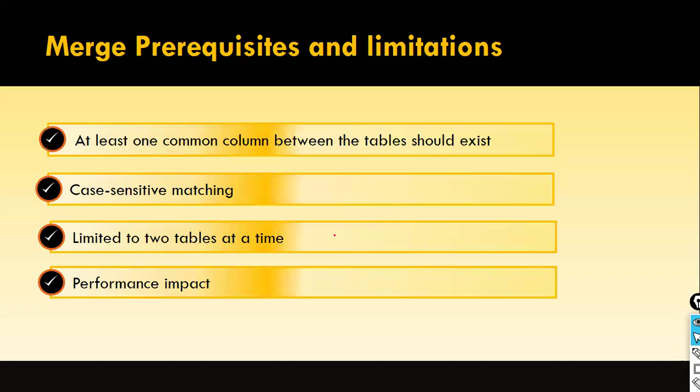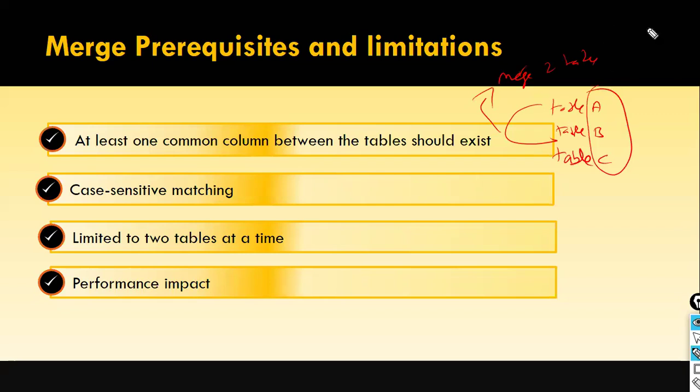Okay, I have a requirement. Table A, table B, and table C. I want to merge the data from all three tables. How can I do that? First, merge these two tables. You merge these two tables' data into a single file, right? So this one will have AB data. Now what you do is merge this one with table C.